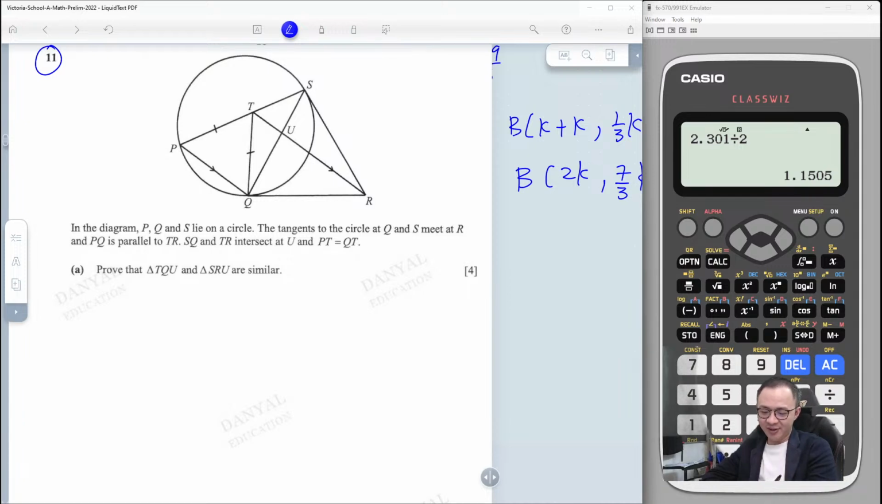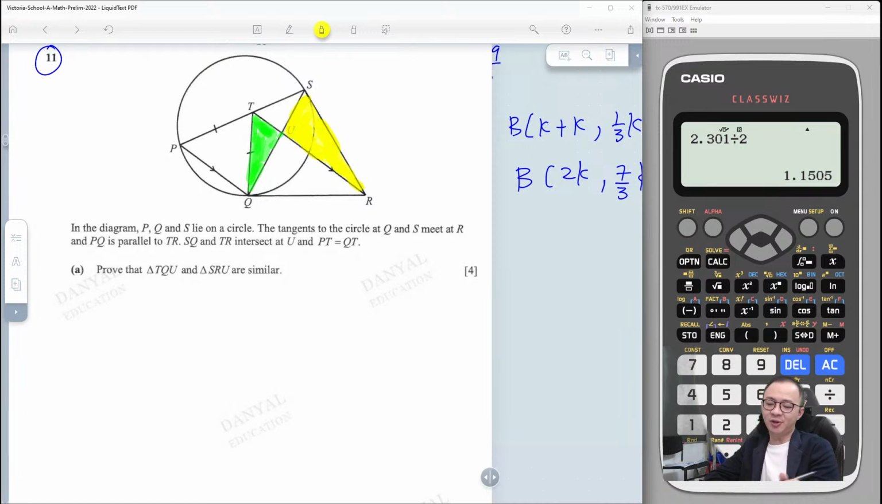So they give us some equal lengths and the parallel lines are given, and then we have a tangent at the Q here. So what we want to do right now is prove these two triangles. The first triangle is what? TQU, which is this one, TQU. And it's similar to another one, SRU. This SRU.